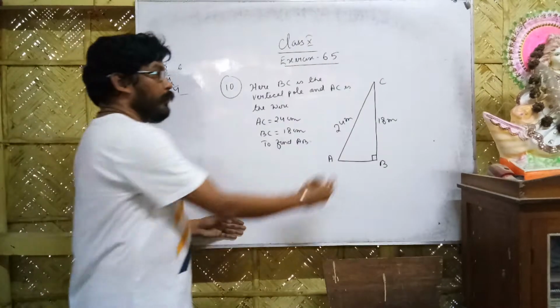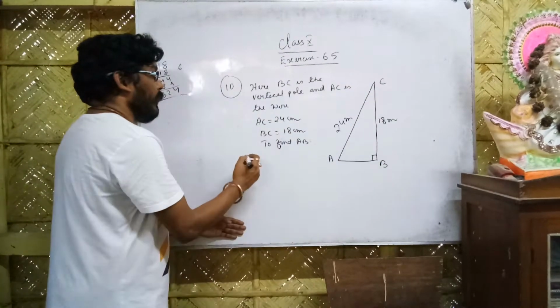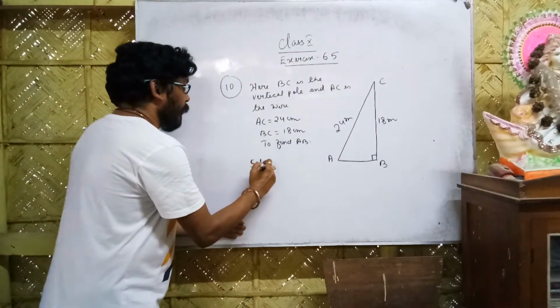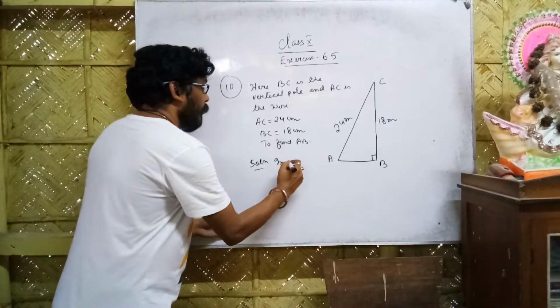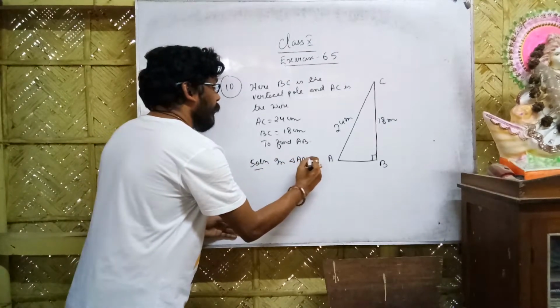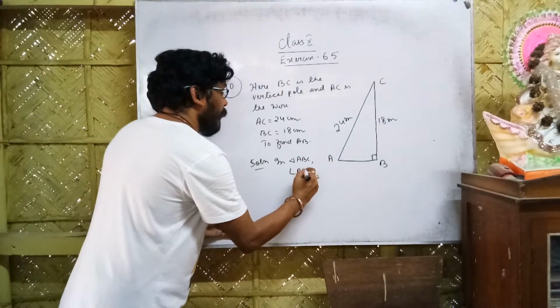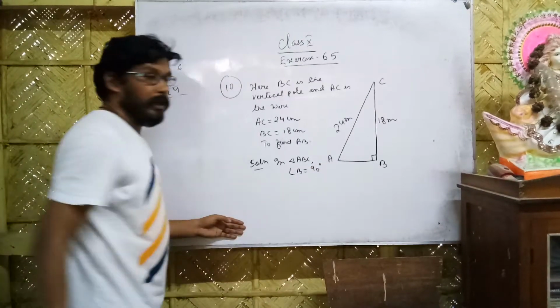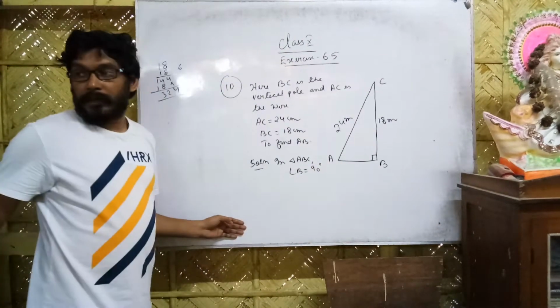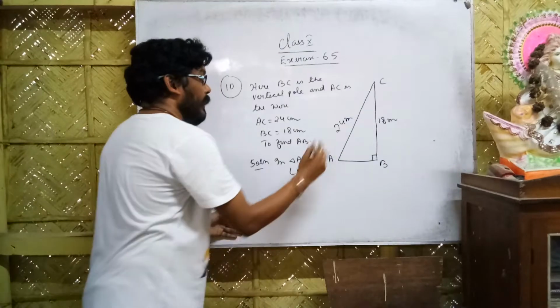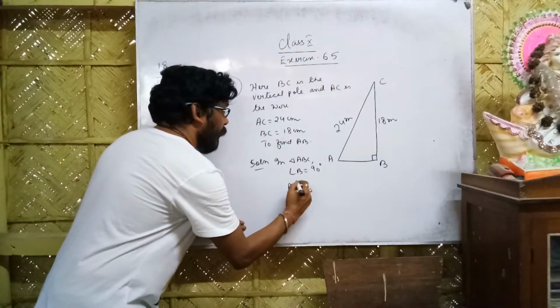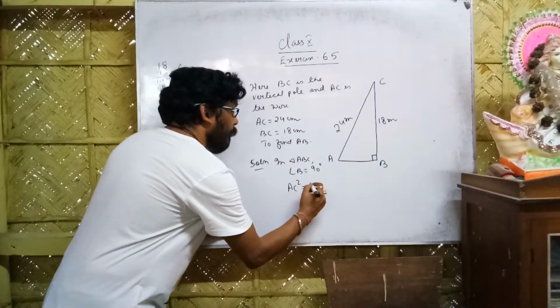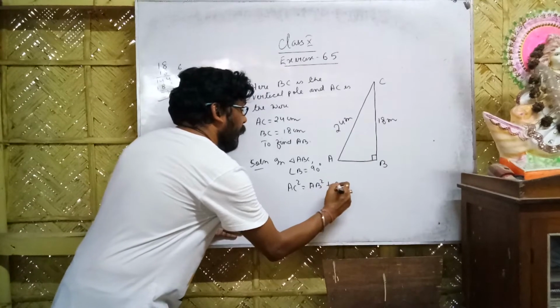Here also you have to use Pythagoras theorem because this is a right angle triangle. So in the solution part you write: in triangle ABC, angle B equal to 90 degree. You have to mention which angle is 90 degree, because the side opposite 90 degree is the hypotenuse. So Pythagoras theorem is what? Hypotenuse square equal to perpendicular square plus base square.